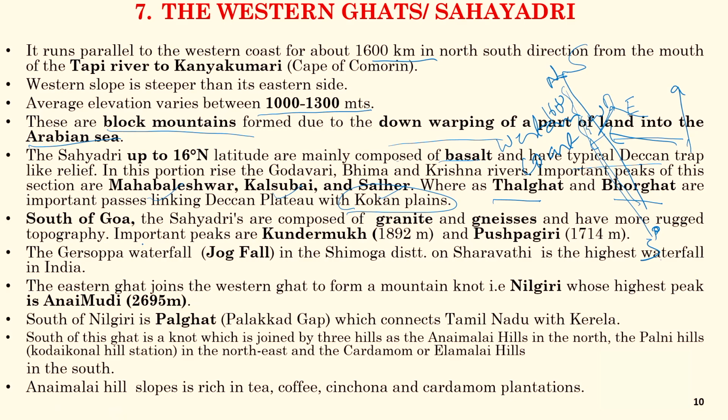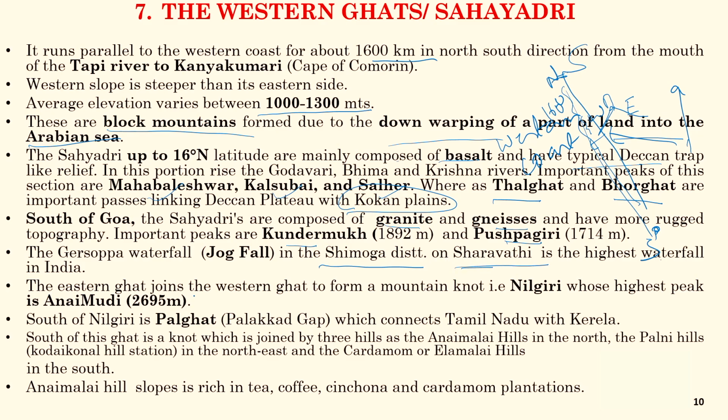South of Goa, the Sahyadri are composed of granite and gneiss rocks and have more rugged topography. Important peaks are Kudremukh and Pushpagiri. The Gersoppa waterfall, another name is the Gandhi Fall or Joog Fall, which is considered the highest waterfall of India, is situated in Shimoga district on the Sharavati river.